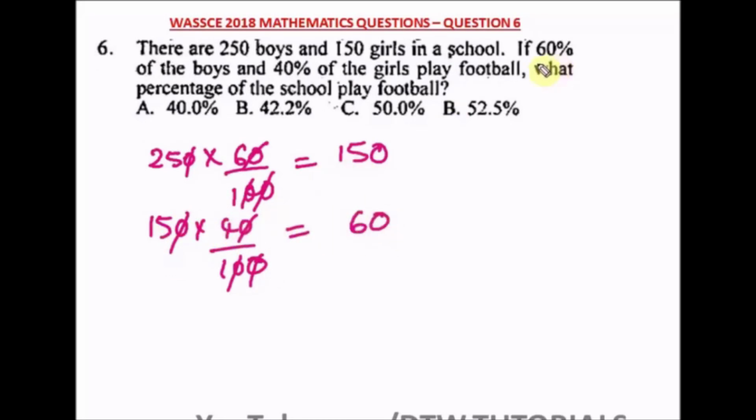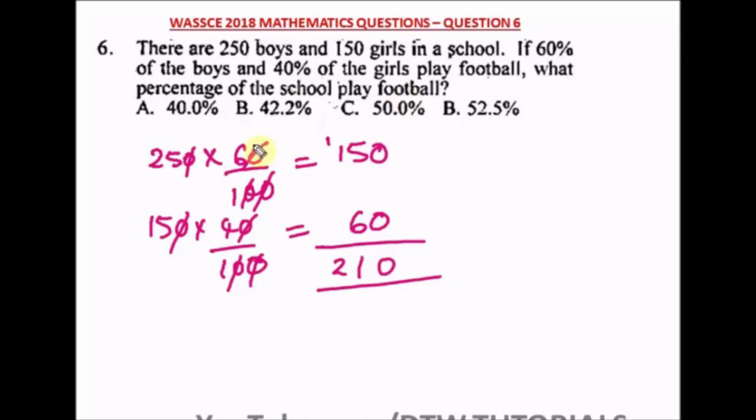60. Okay, so the question says what percent of the school played football? So we're going to get the total, that will be boys plus the girls that played football. So when we add this up, we have 0 plus 0 is 0. 5 plus 6 will give us 11. Drop 1, carry 1. 1 plus 1, that's a 2. So this is the total number of students that played what?